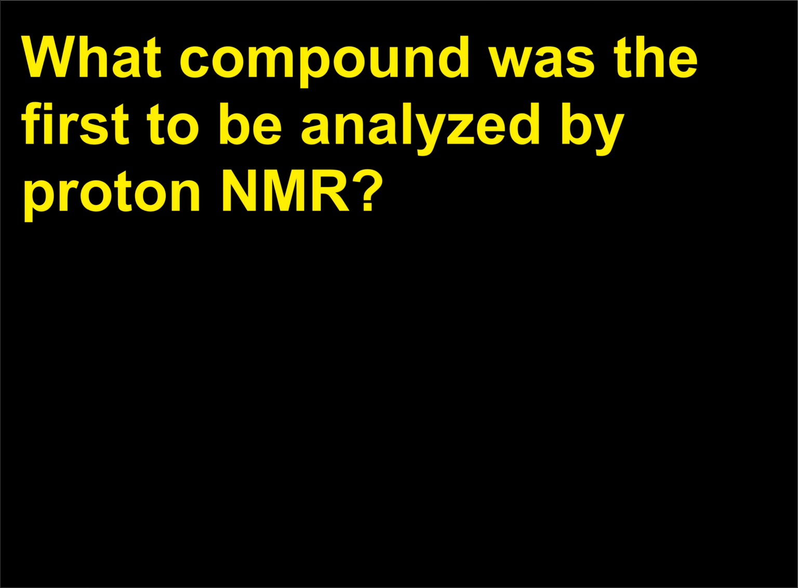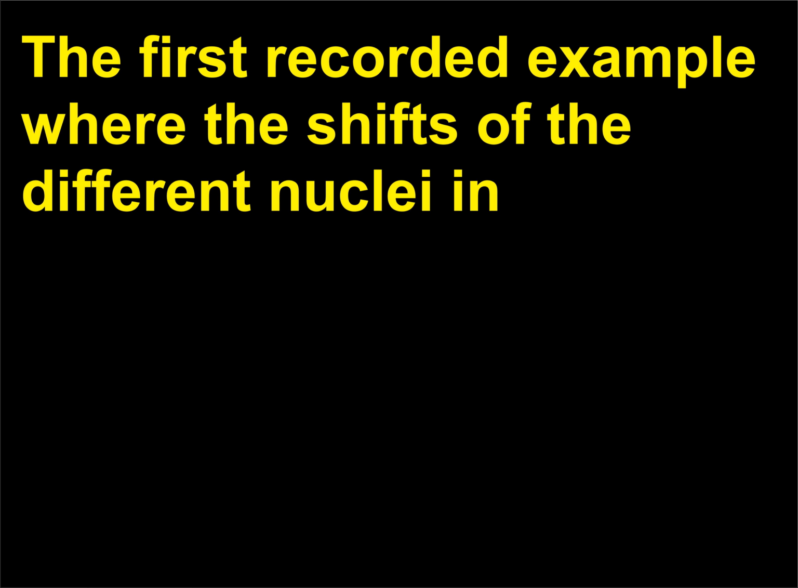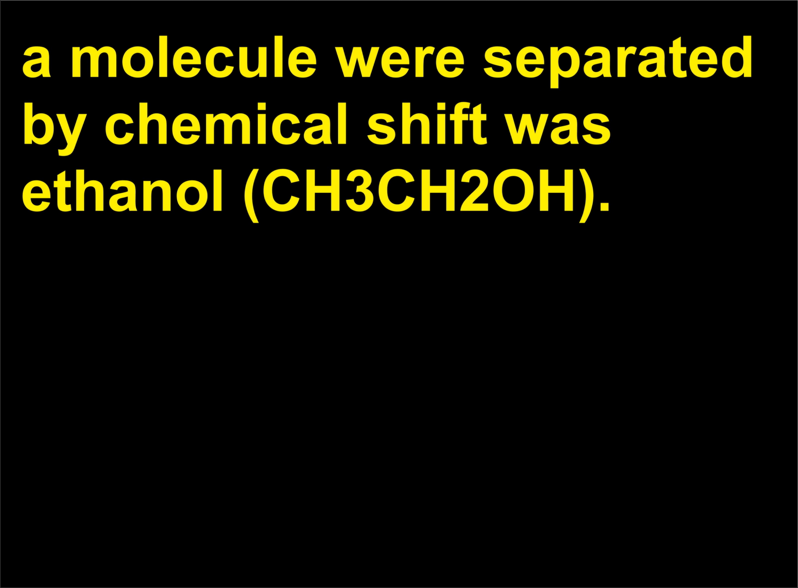What compound was the first to be analyzed by proton NMR? The first recorded example where the shifts of the different nuclei in a molecule were separated by chemical shift was ethanol, CH3CH2OH.